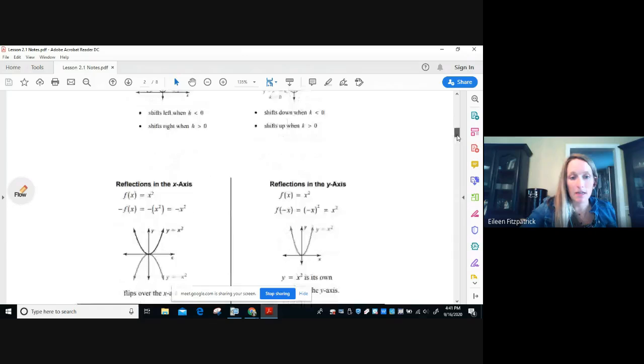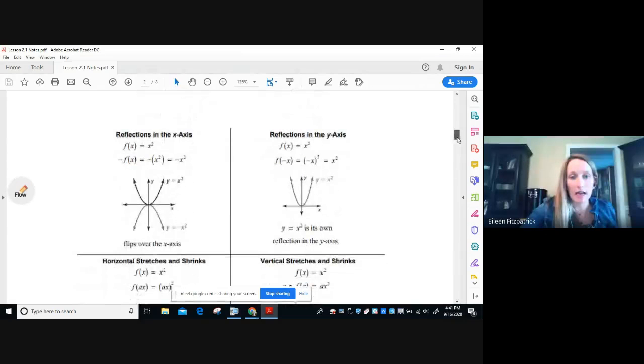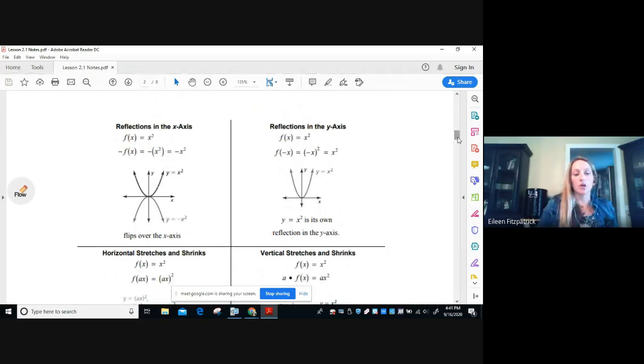All right. Next, we have reflections in the x-axis. When you have a negative out front of that x squared, you're going to say that it reflected over the x-axis because all the y values are changing sign.